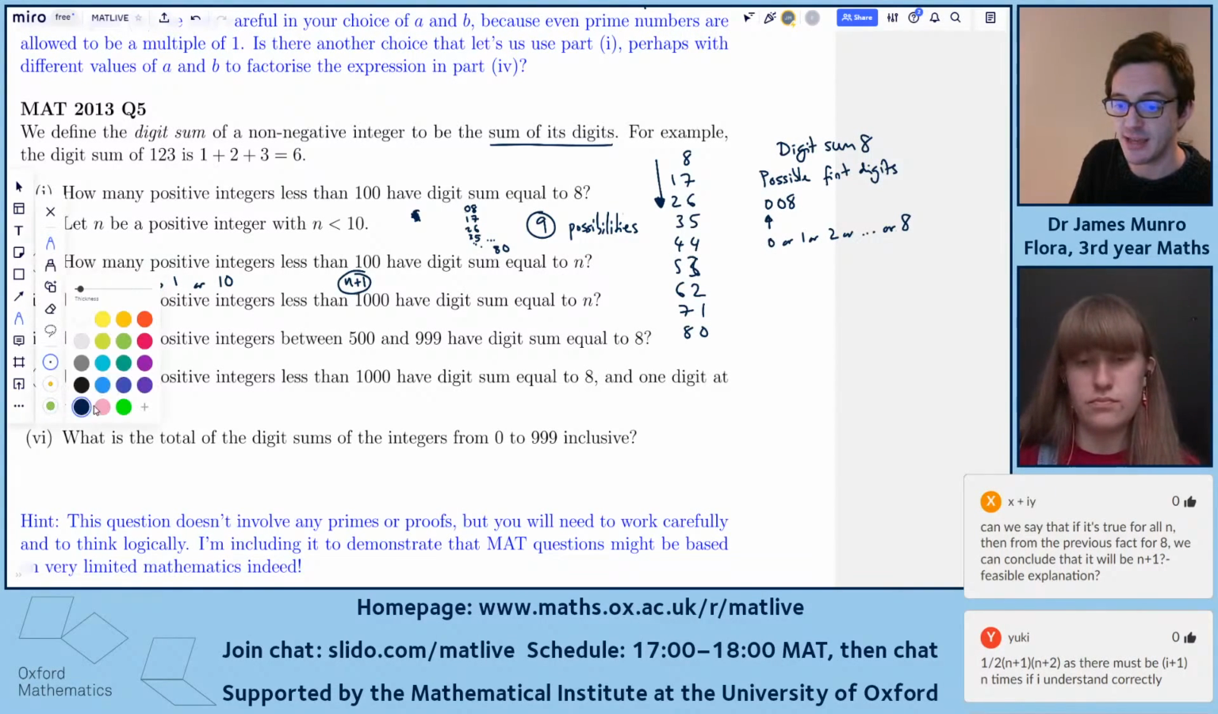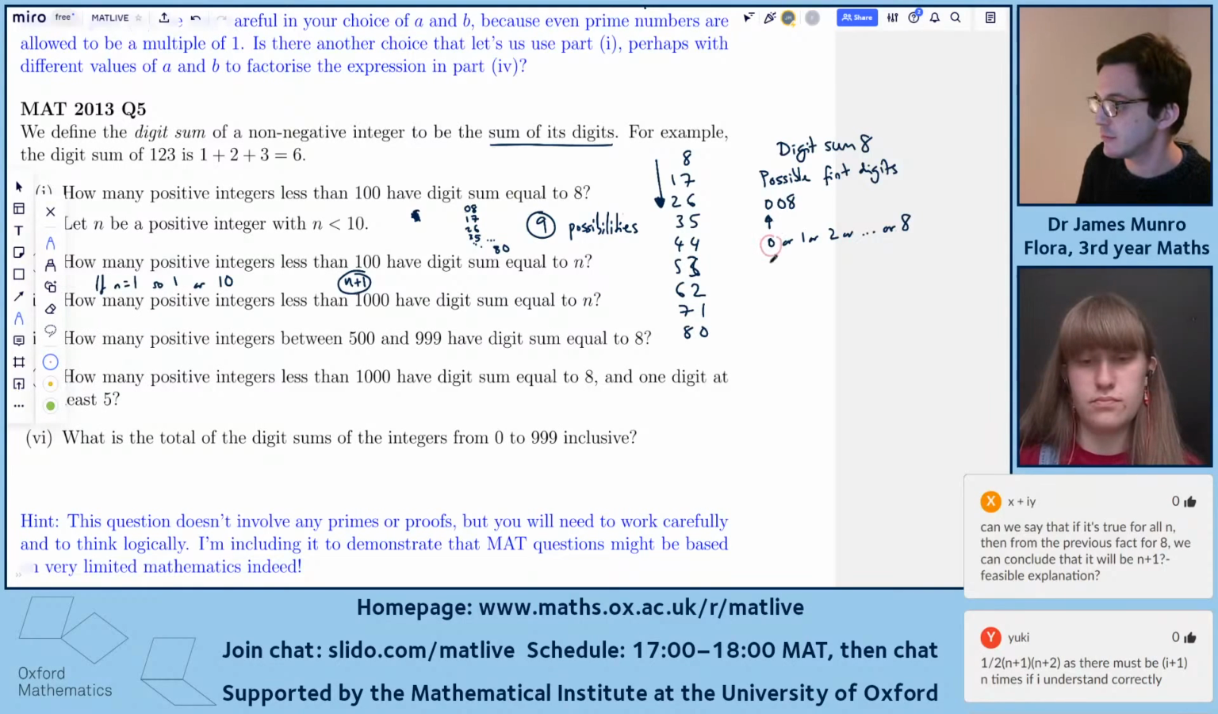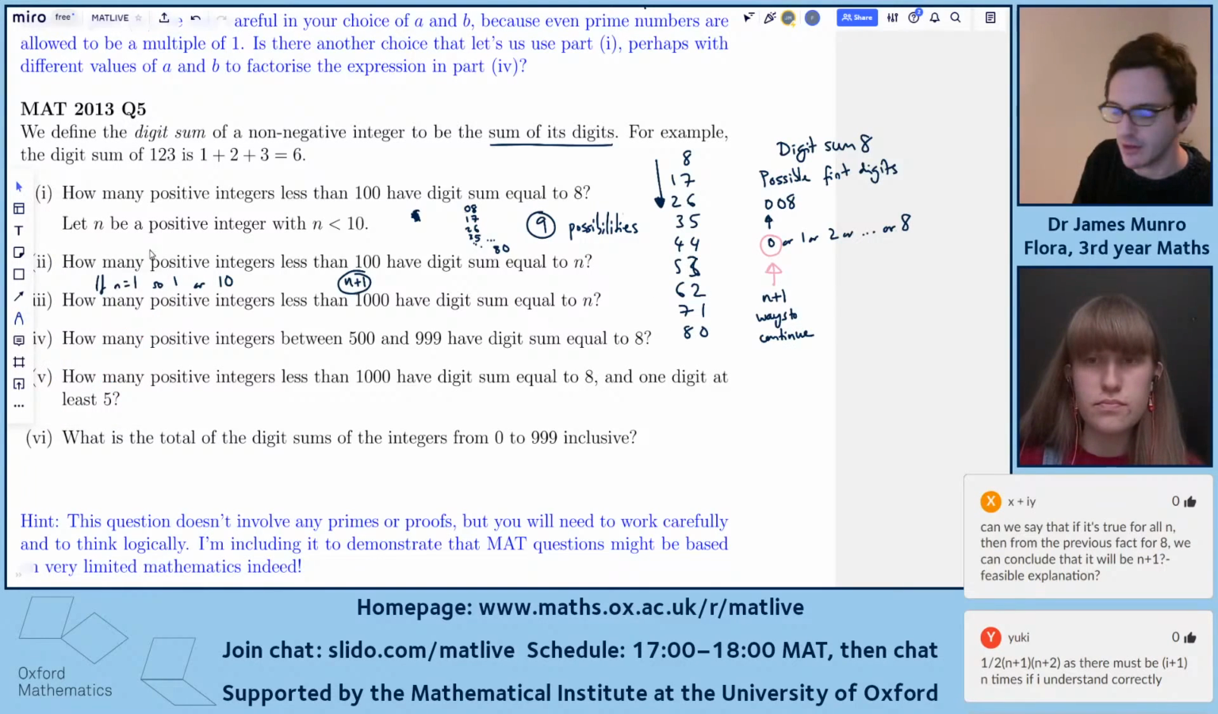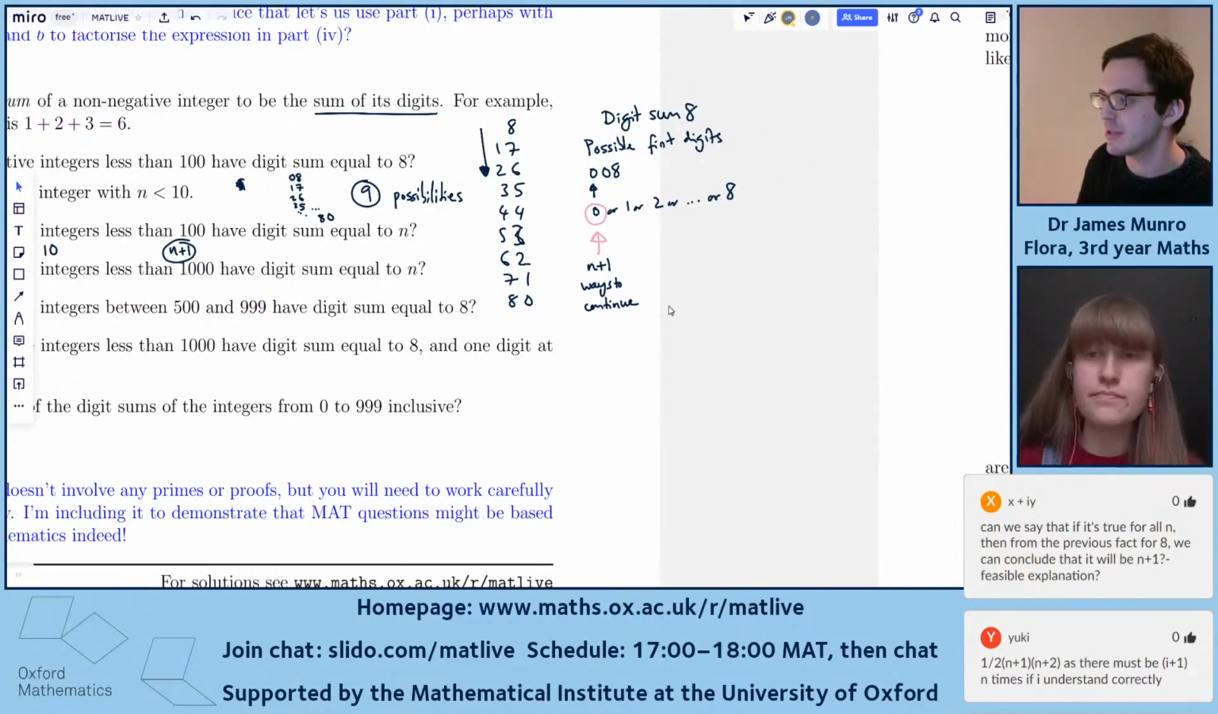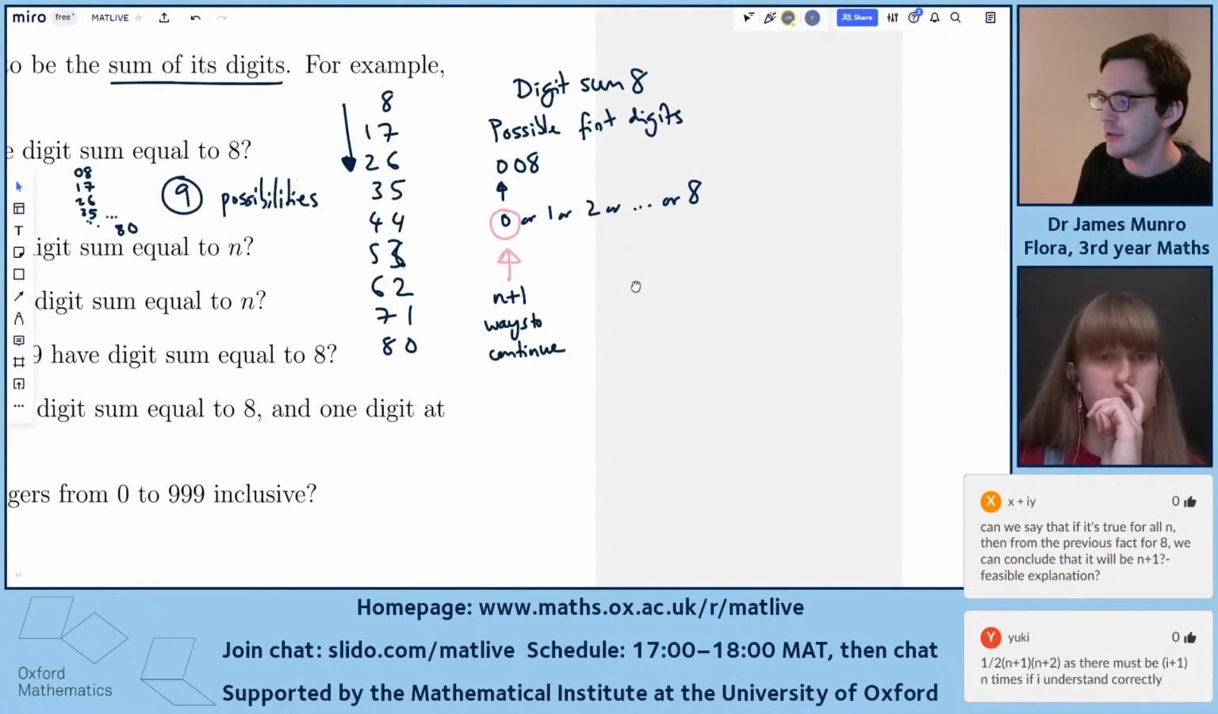In that particular case, if the first digit is 0, then there are n plus 1 ways to continue. Okay. Oh, I've written n plus 1 where n is 8 for this example over here on the right, I suppose. Let's think about what happens if I write down a 1 to start with instead.